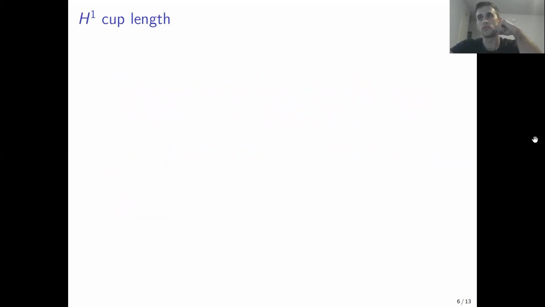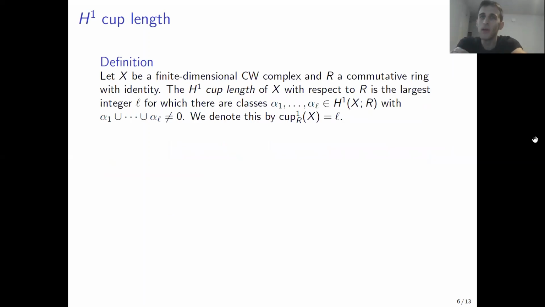Okay, so now I want to talk about these degree 1 classes, and I want to introduce a definition to make it slightly easier to talk about. This is the H1 cup length, defined as follows. You have a finite dimensional CW complex, like a manifold, and any commutative ring with identity R. This just means that the cohomology will actually have a ring structure. So the H1 cup length of this CW complex with respect to this ring R is the largest integer L for which there are classes in degree 1 which have non-zero cup product. Then denote this by cup 1 sub R of X equal to L. If you don't require a finite dimensional CW complex, this quantity could be infinite. You could still define it in that case, but given that I'm only going to be talking about manifolds, it's not really necessary.